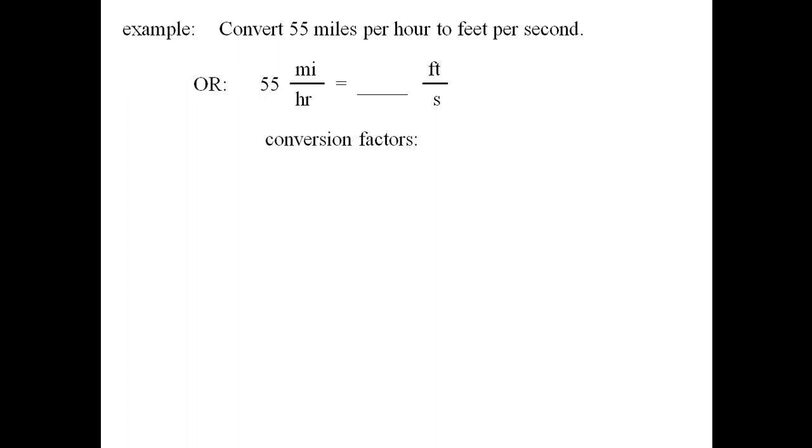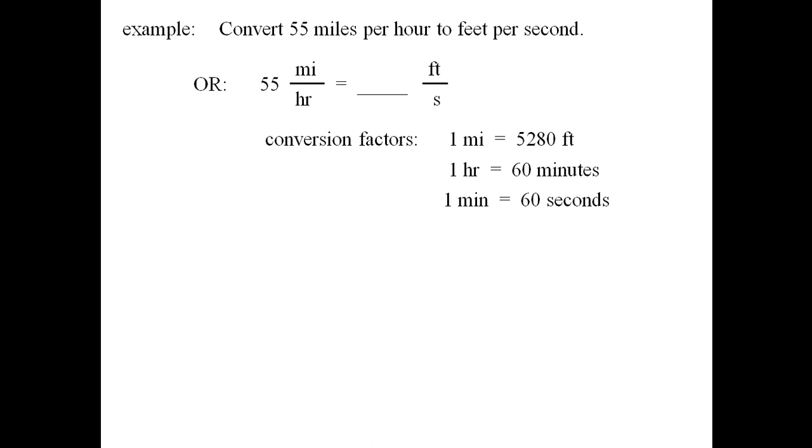To do this, we're going to need conversion factors. I'm going to have to convert miles to feet, a distance conversion. If you look up the conversion, it turns out that 1 mile is equal to 5,280 feet. I'm also going to have to convert hours to seconds. Now I don't know how many seconds there are in an hour, but I know how many minutes there are in an hour, 60. And then I know how many seconds there are in a minute, right? So we can use these.